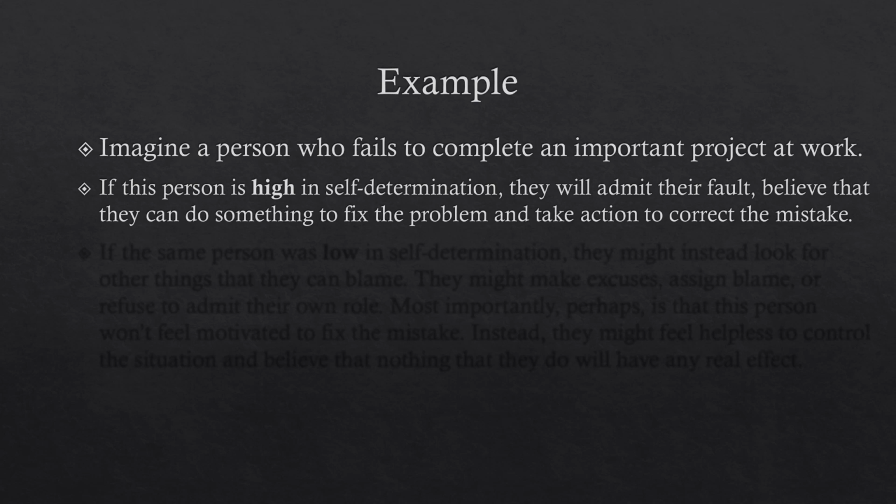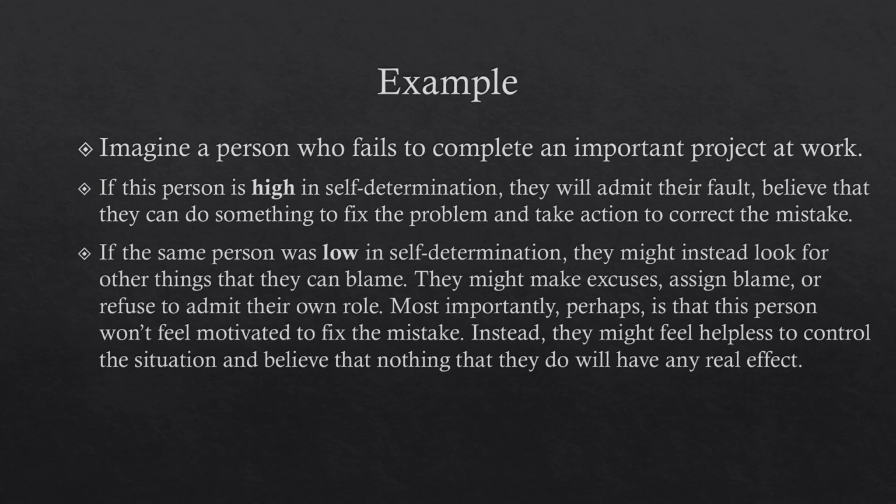So let's imagine the person has very low self-determination. Now they might instead look for other things that they can blame, maybe other people. They might make excuses, assign blame, or refuse to admit their own role in the problem. Most importantly, perhaps, is that this person won't feel motivated to fix the mistake. Instead, they might feel helpless to control the situation and believe that nothing they do will have any real effect. This is an important distinction.